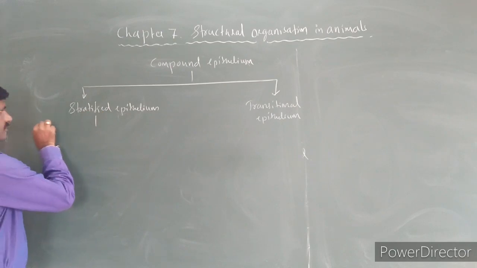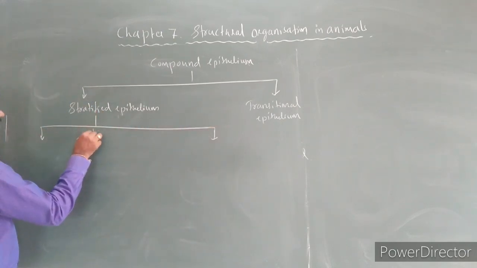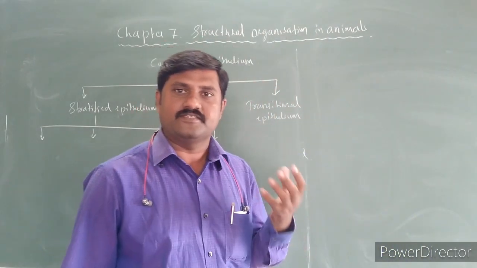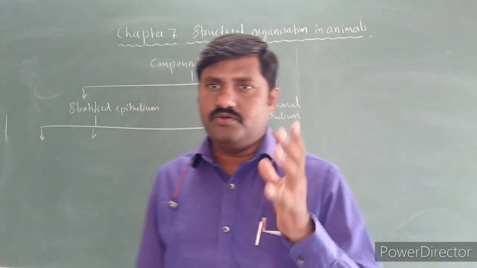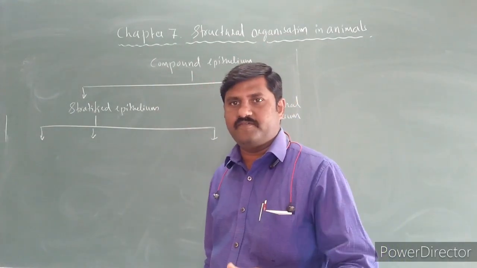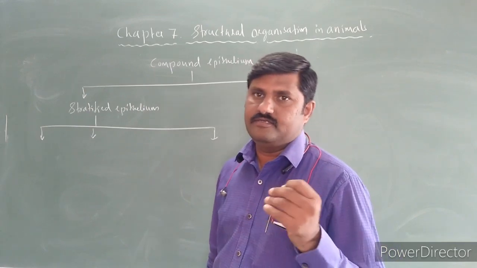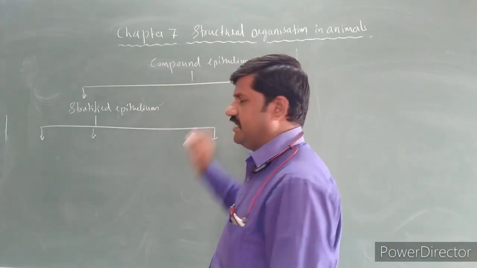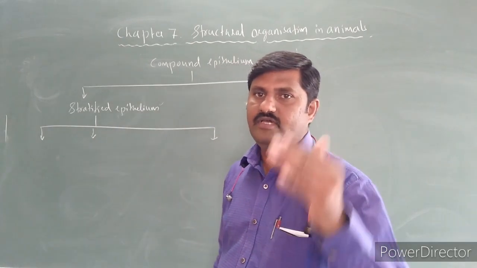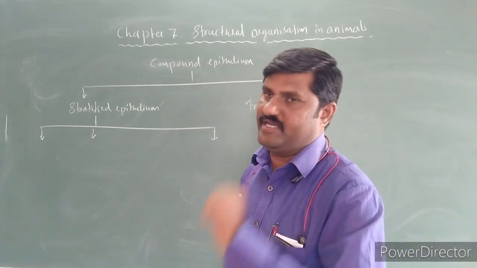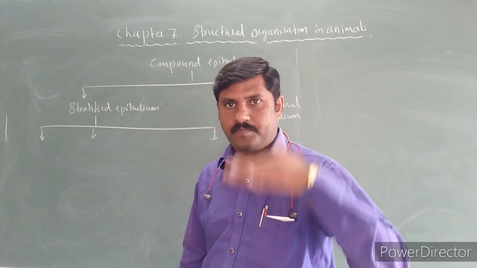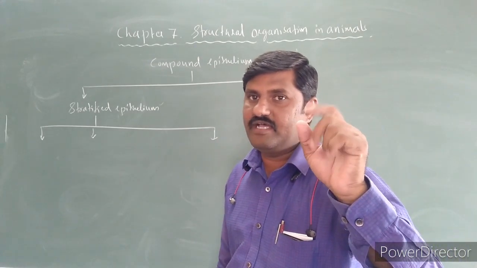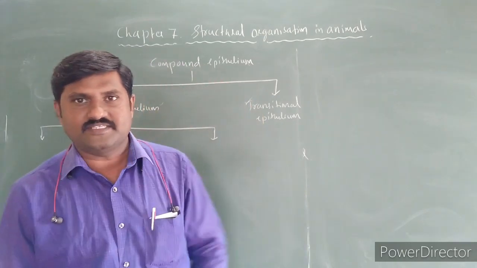In stratified epithelium, there are different types that we come across, right? Based on the shape of the cells which make the upper layer, as you already know, compound epithelium is a type of epithelium made up of multiple cellular layers. In that, one is stratified epithelium, second one is transitional. Both types have many layers. In the stratified epithelium, we look at what type of cells the upper layer consists of. If the cells are flat and thin, then it is called stratified squamous epithelium.